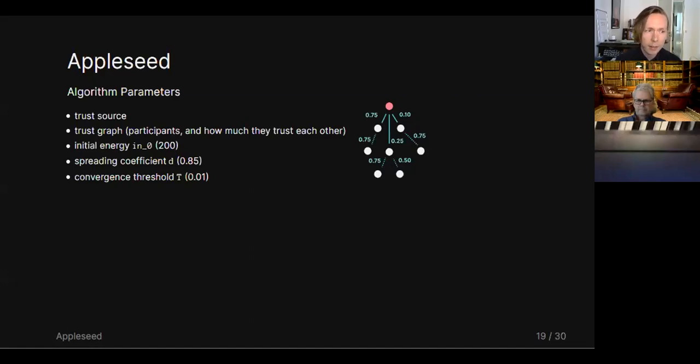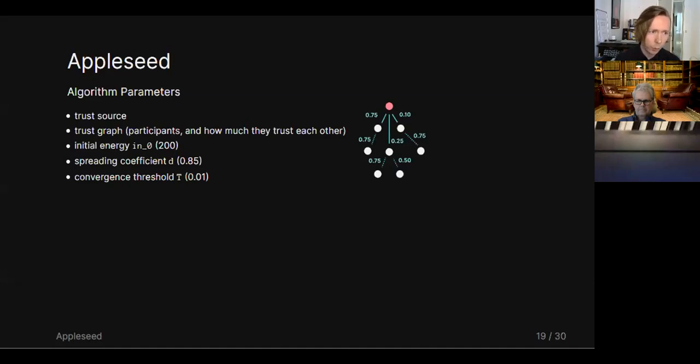But what's this initial energy that I list? The initial energy is core to how Appleseed works. Basically, Appleseed works by taking a finite amount of energy and then dumping it at the trust source and letting it spread across the trust graph along these pathways of trust. So nodes with higher trust weights incoming to them will end up receiving more of the incoming trust.